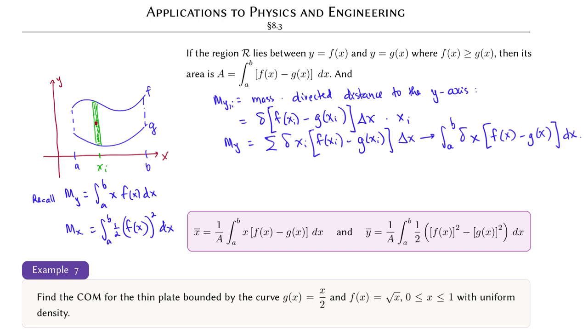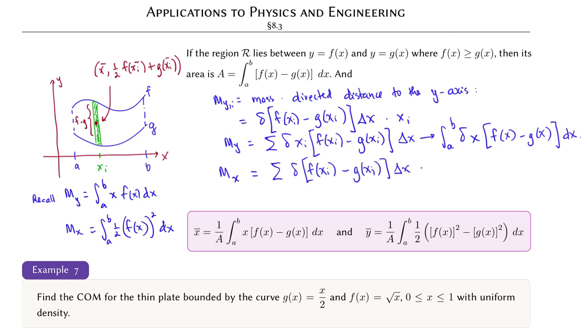Note that the rectangular strip now has a center of mass at xi bar, but the y bar is half of the distance from f to g, which is half of f of x minus g of x. And so the moment about the x-axis is the mass times the directed distance to the x-axis. The height is f of x minus g of x, the thickness is delta x. But the distance to the x-axis is now 1/2 f of x plus g of x.